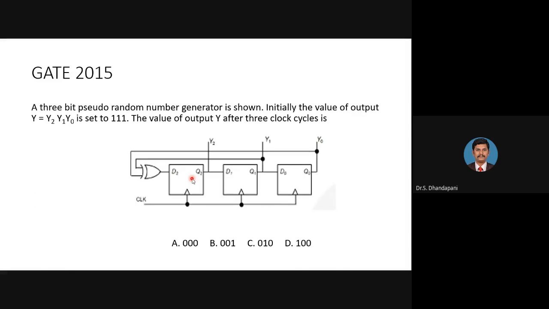The output of the first flip-flop is given as input for the second, the output of the second is given as input for the third, and the outputs of the second and third are connected to an XOR gate. The output of the XOR gate is connected as input of the first flip-flop. Any guess? It is a relatively simple circuit.